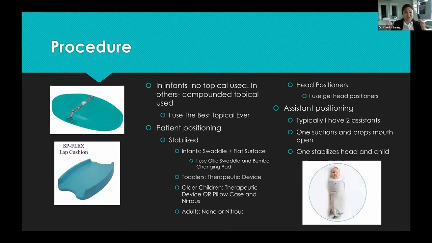And then you want to make sure they're positioned. So you want to stabilize them either with the swaddle on the flat surface or a therapeutic device. In older kids, like 9, 10 or older, you can do nothing. You can do nitrous if they need it. Or you can do the pillowcase method, which if you've never heard of, you make them bring their own pillowcase. You put it behind them, you put their arms in it, and then you have them lay on it so that their arms can't go anywhere. That's always an option too. And then adults, nothing, or nitrous if they're super anxious, if you choose to treat adults.